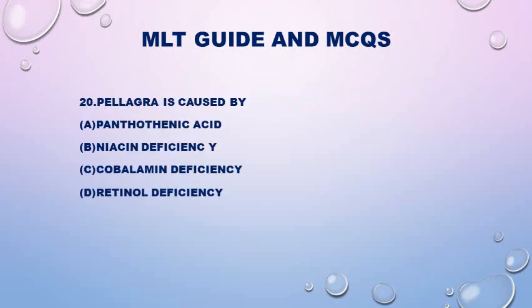20. Pellagra is caused by options A. Pantothenic acid, B. Niacin deficiency, C. Cobalamin deficiency, D. Retinol deficiency. And the answer is option B. Niacin deficiency.